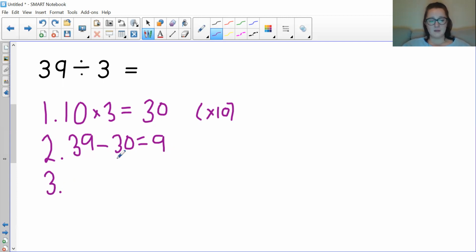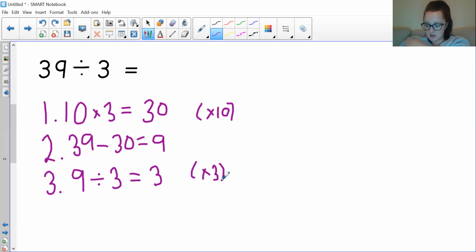I'm going to look at how many times I can get 3 into my number 9. So I'm going to do 9 divided by, what am I dividing by, Year 3? 3. So I'm going to put my 3 there. So how many times can we get 3 into 9? Let's use our fingers to help us. 3, 6, 9. How many times? 3. That looks like it's the magic number today, doesn't it? There we go, and I've put my 3 in brackets there as well.